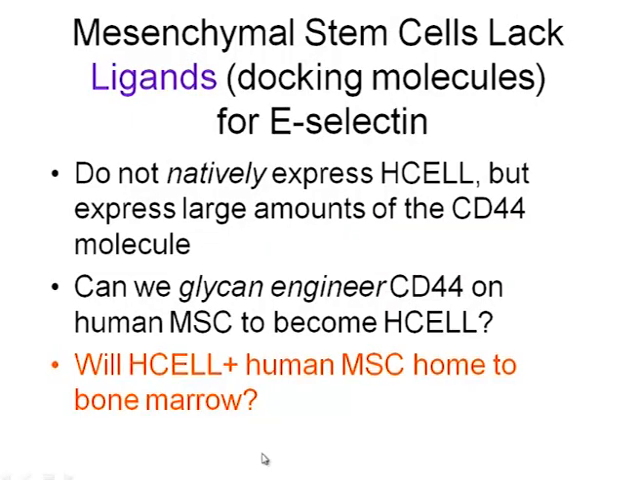So, just in review, mesenchymal stem cells lack ligands for E-selectin. They can't dock on the E-selectin molecule. They do not natively express H-cell, but express large amounts of the CD44 molecule. This led us to ask a simple question. Could we glycan engineer the CD44 molecule on the mesenchymal stem cell surface itself to create the H-cell molecule? And if we were capable of that glycan engineering, would those live functional mesenchymal stem cells traffic into the marrow and make bone in the marrow? That was the question.